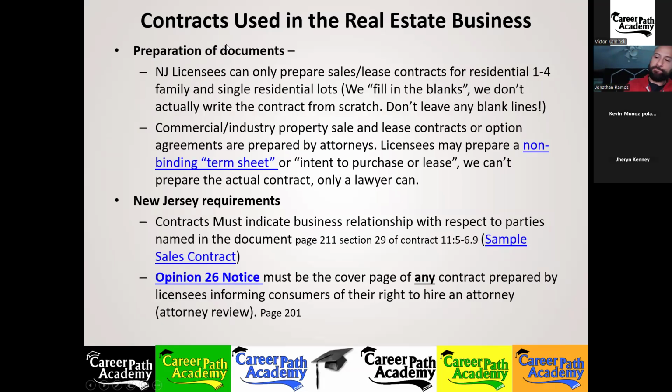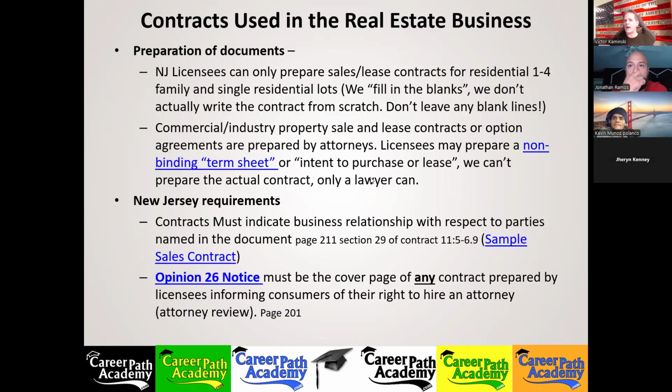All right, now let's look at preparation of the contracts. We're going to start winding down this chapter by going over all the forms and documents in the contract. New Jersey licensees can only prepare sales and lease contracts for 1 to 4 family and single residential lots. Otherwise, it's considered commercial real estate, right? And we cannot prepare those sales or lease contracts for properties over 4 families or more than one lot.